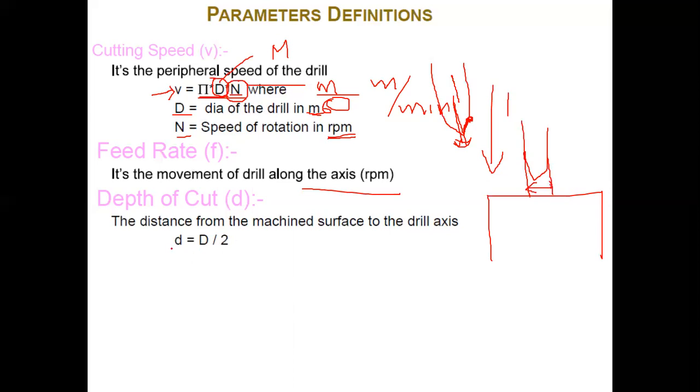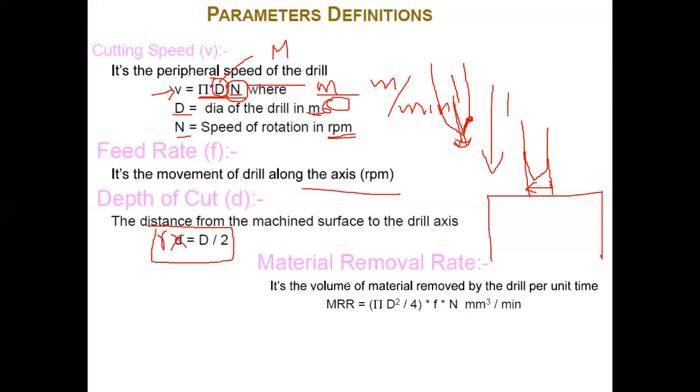So this is the diameter, small d, or the radius. The radius of the drill is equal to your depth of cut. So r equals d by 2. Whatever the depth of cut is in drilling, it is d by 2, half of the diameter of your drill bit, or the radius of your drill bit.